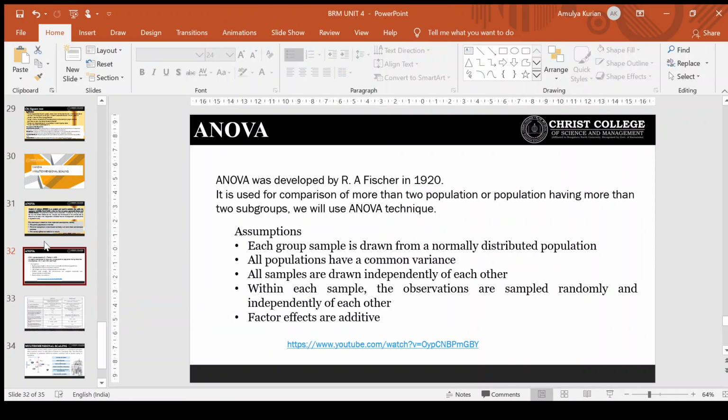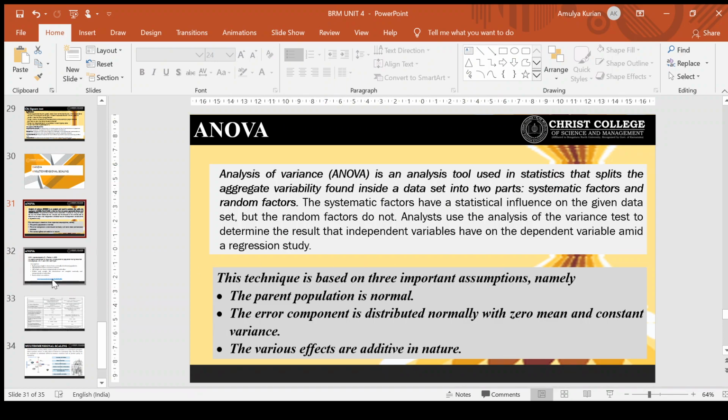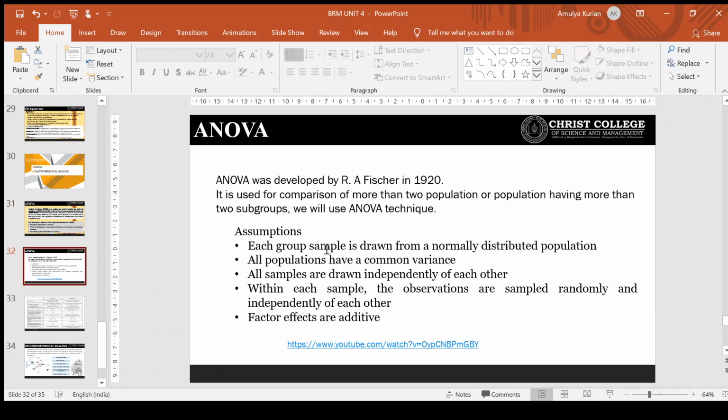To simplify the assumptions which were told in the previous slide, let's see them in a much simplified manner. Each group sample is drawn from a normally distributed population, and the populations have a common variance. The variance is the square of your standard deviation. And what do we mean by standard deviation? It is how much spread there is when you draw it in your graph. You would have studied standard deviation in your second semester.